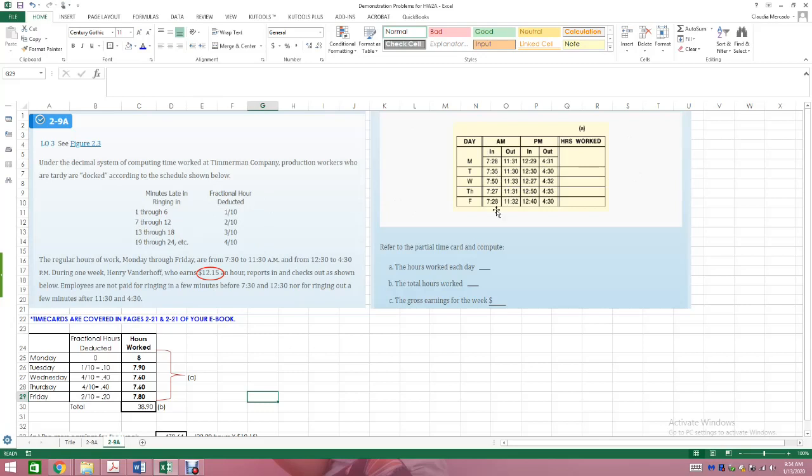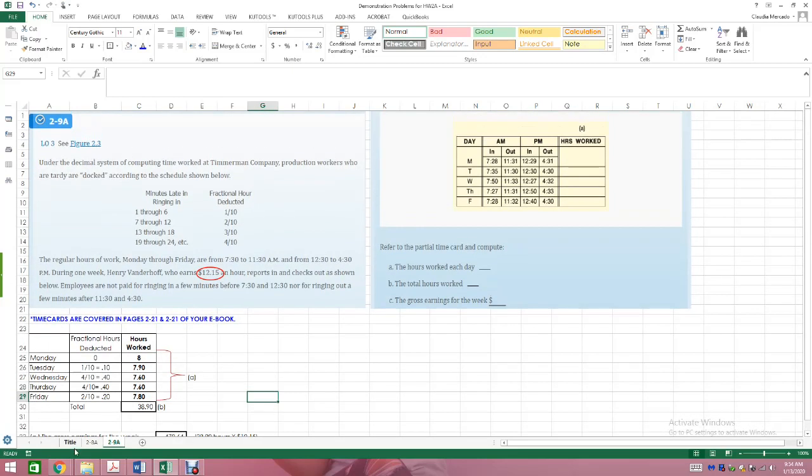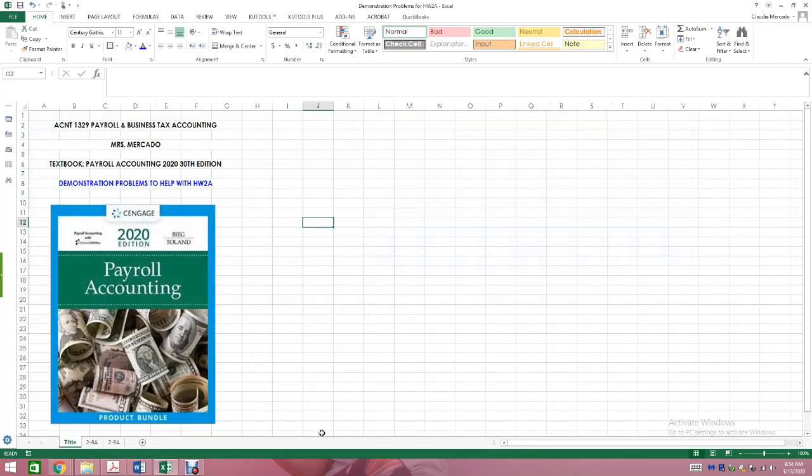That is how we read this particular time card. This is how we calculate the problem. We have letter A, letter B, and letter C. So I hope this short video provided some guidance as to how to solve those two specific problems that you're going to have in your homework.